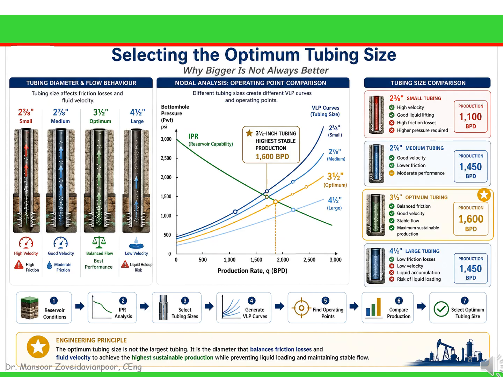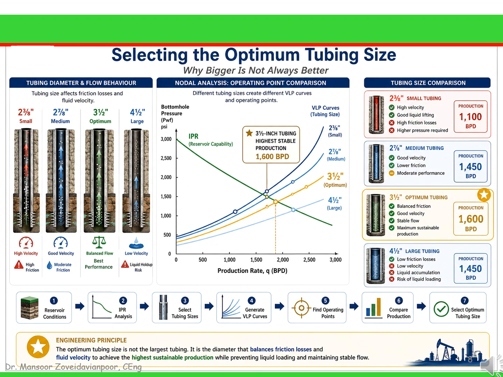Imagine you're asked to increase production from a well. One engineer says, "Let's install a larger tubing." It sounds logical. A larger diameter reduces friction, so production should increase. But here's the question: if bigger tubing is always better, why doesn't every well use the largest tubing available? The answer lies in a trade-off between two competing forces.